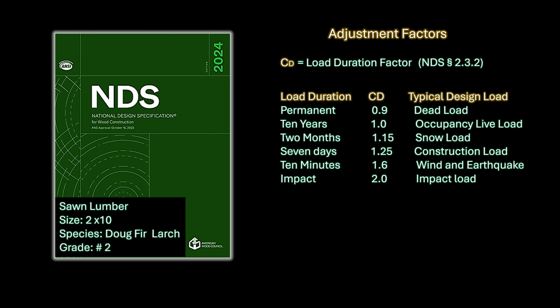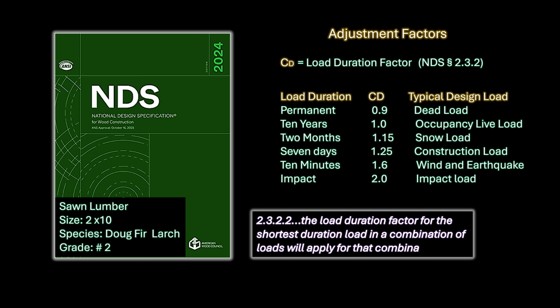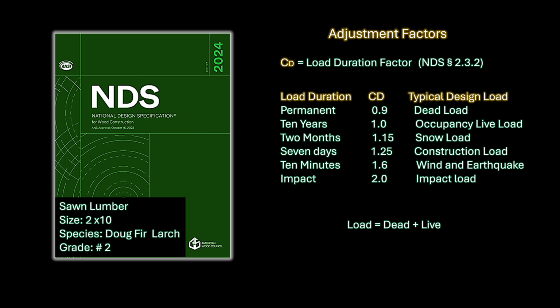According to the NDS in Section 2.3.2, the load duration factor for the shortest duration load in a combination of loads will apply for that combination. For this example, we are considering the dead plus live load combination. The load duration factor for dead load is 0.9 and the load duration factor for live load is 1.0. Since live load is estimated at 10 years and dead load is permanent, the duration for live load is less than dead load. Therefore, the applicable load duration factor for our design is 1.0.